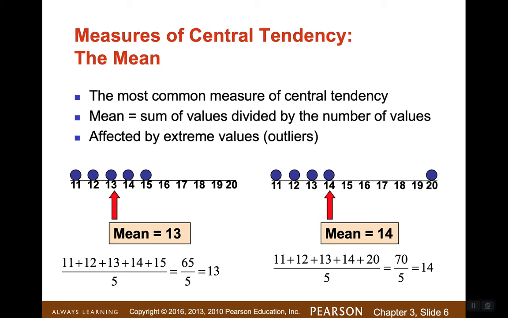So in this case, we'll take an example. I have 5 numbers, 11 to 15. I add those 5 together, divide by 5, and I find my average is 13. However, if I have an outlier of 20 in the same population, so I have 5 values, 11 to 14, and then the 5th value is 20, if I do the same calculation, what you'll find is the mean will shift over one.